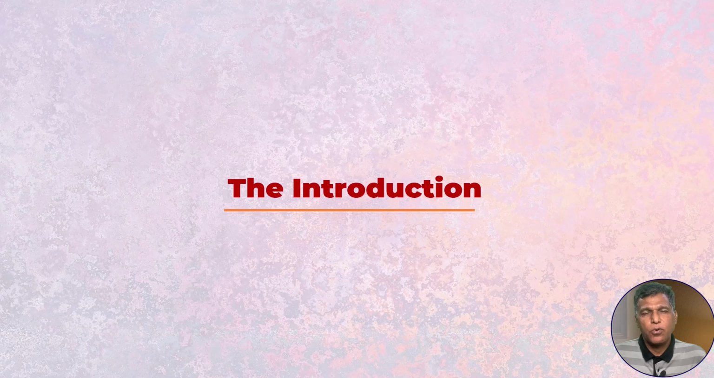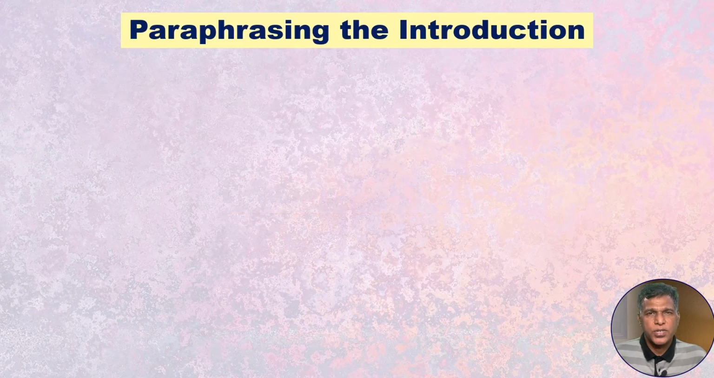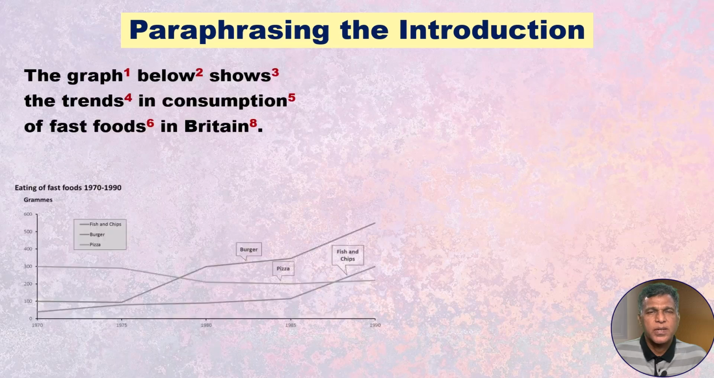Now, when we have all the basic knowledge, let's learn how to write the introduction. To write the introduction, we paraphrase the task statement. The original statement says, the graph below shows the trends in consumption of fast food in Britain. Let's paraphrase it. First, I keep the word graph. I cannot change this to pie chart or anything else.